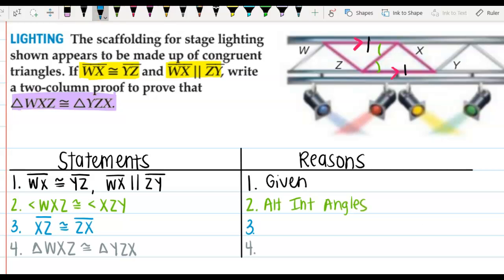Number 3, XZ is congruent to ZX. That's the same exact segment. So this would be reflexive property.